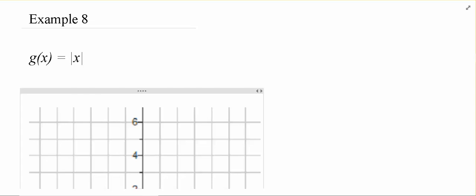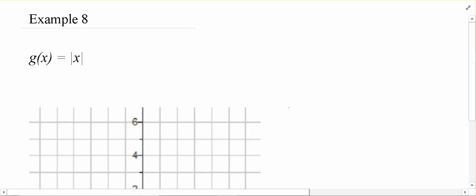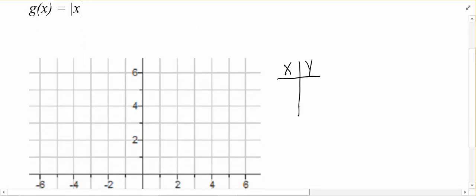Example 8 has us looking at the function absolute value of x. Now we're going to start off the same way. We're going to do an xy table. And we're going to try to take the same approach as the last example where we pick some negatives, 0, as well as some positives. And so as long as they're working well for us, let's stick with -3, -2, -1, 0, 1, 2, and 3.